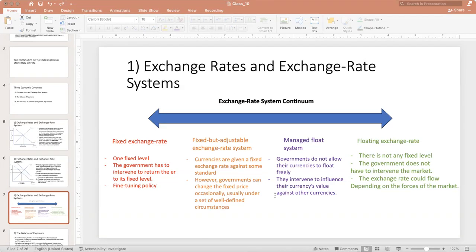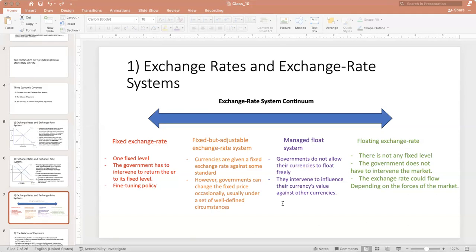So if the fixed rate becomes unsustainable with the economic fundamentals of your country, the central bank may decide to reevaluate or to change this fixed level, and because of that, the central bank has the prerogative to revalue or devalue the currency to restore stability or enhance the competitiveness of your country.